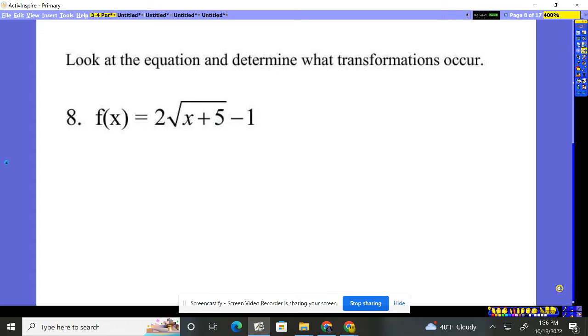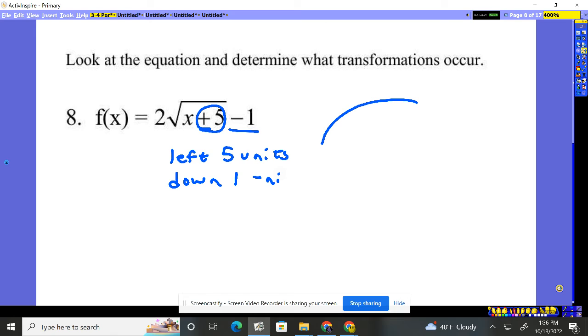Number 8. Okay, what did we do here? Okay, let's look right here. Let's just deal with this part first. This is a square root, right, which looks like that. So how did we move it? Well, when we added 5 to the x in there, that made it move left 5 units. Out here, we subtracted 1 on the outside of it. That will simply move it down 1 unit.